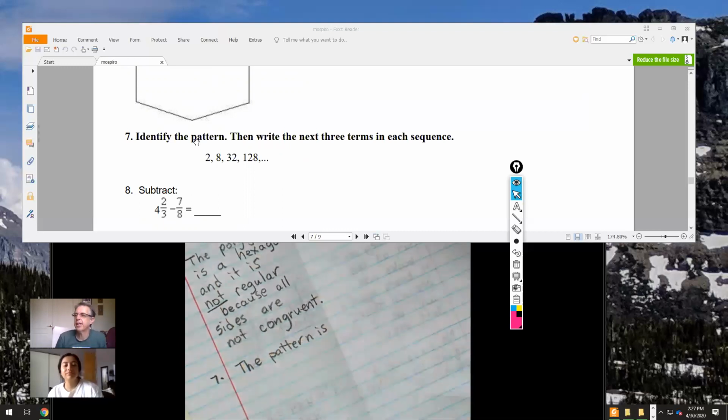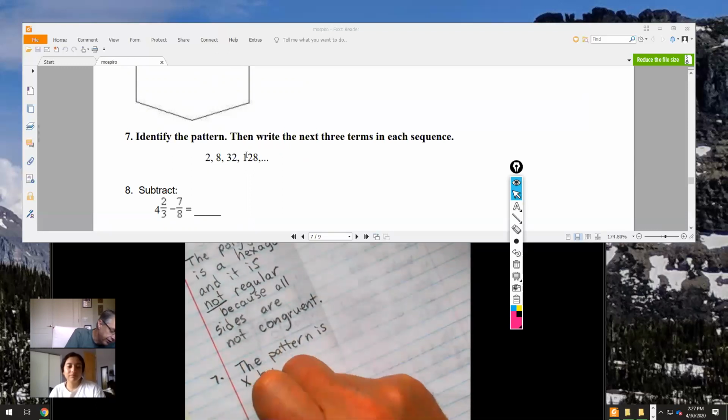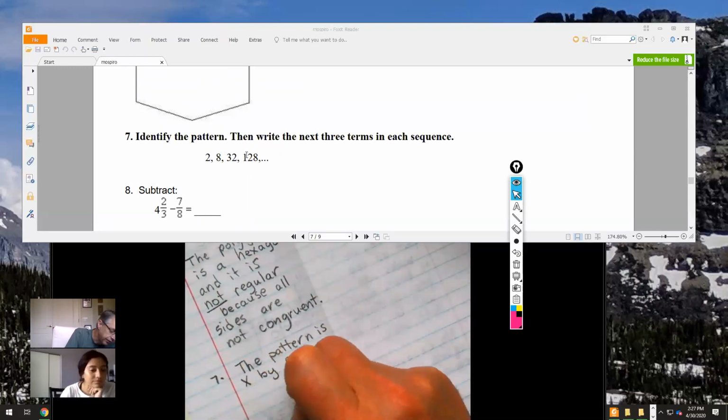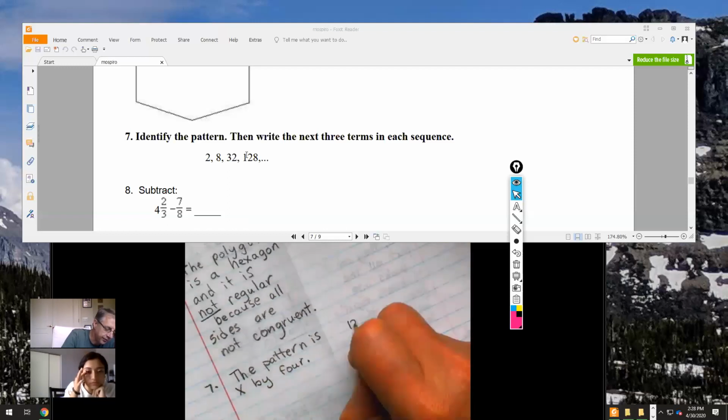and let me see, it looks like I go 2 times 4 is 8, 8 times 4 is 32, 32 times 4 is 128. So it looks like the pattern is multiply by 4. So it looks like the next 3 terms in the sequence are going to be 128 times 4.